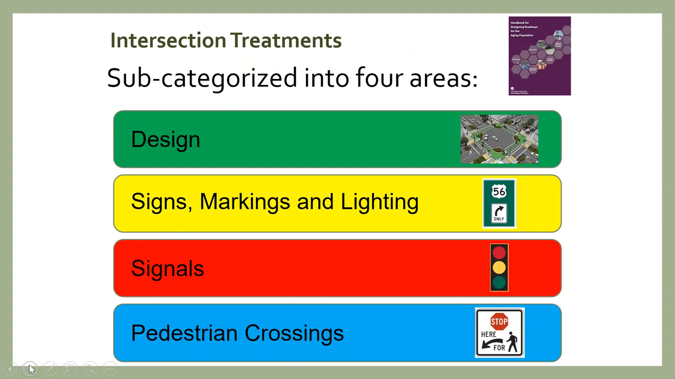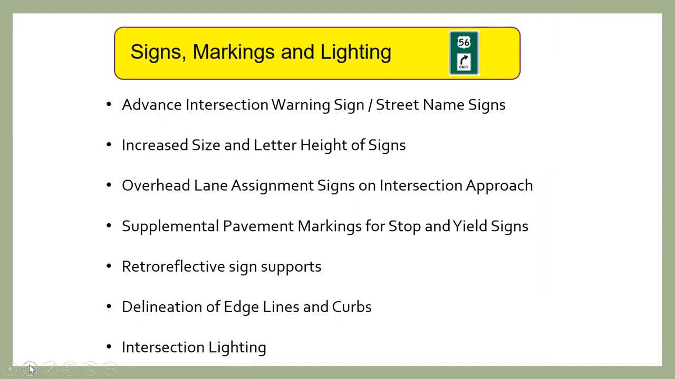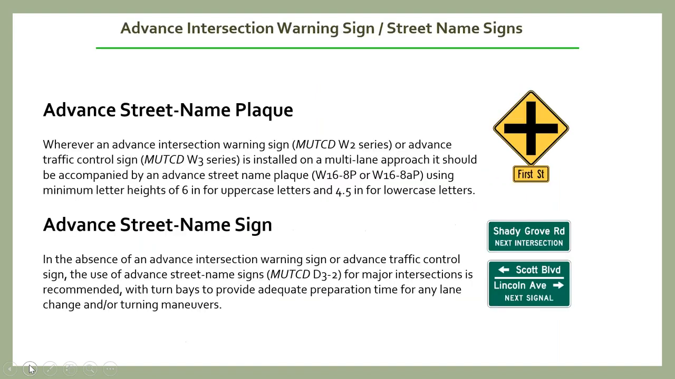So we did finish the design related subcategories for intersections on Tuesday, and now we're going to get into signs, markings, and lighting, signals, and pedestrian crossings. There are many recommendations in there that are related to signing, markings, and lighting. Some of them quite simple, things like providing an advance street name plaque on an intersection warning sign, or to use advance street name signs.